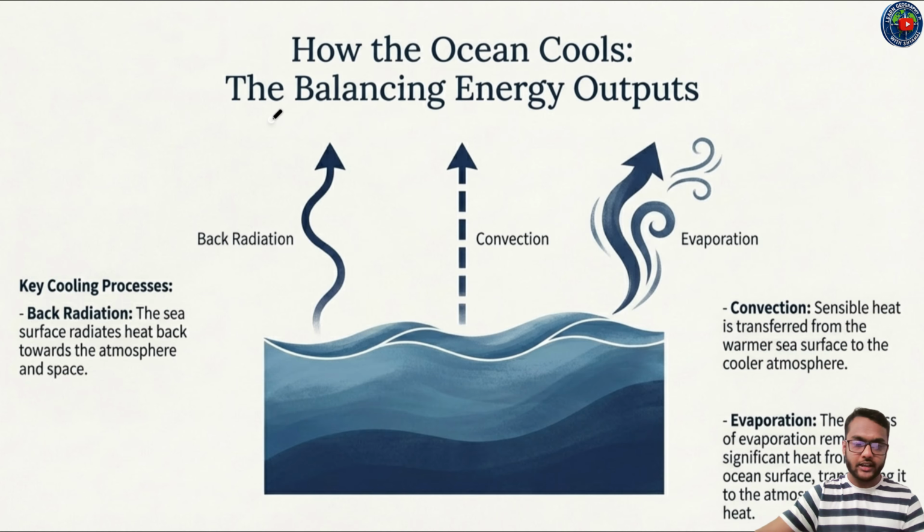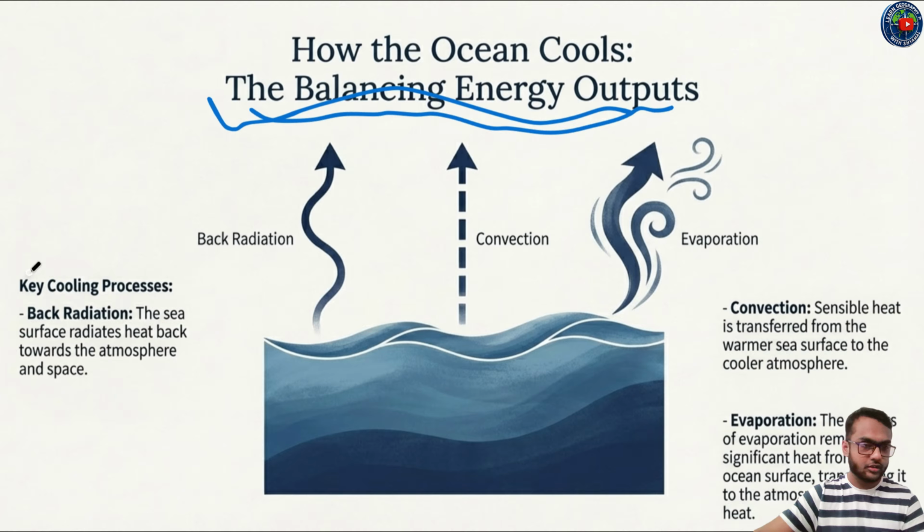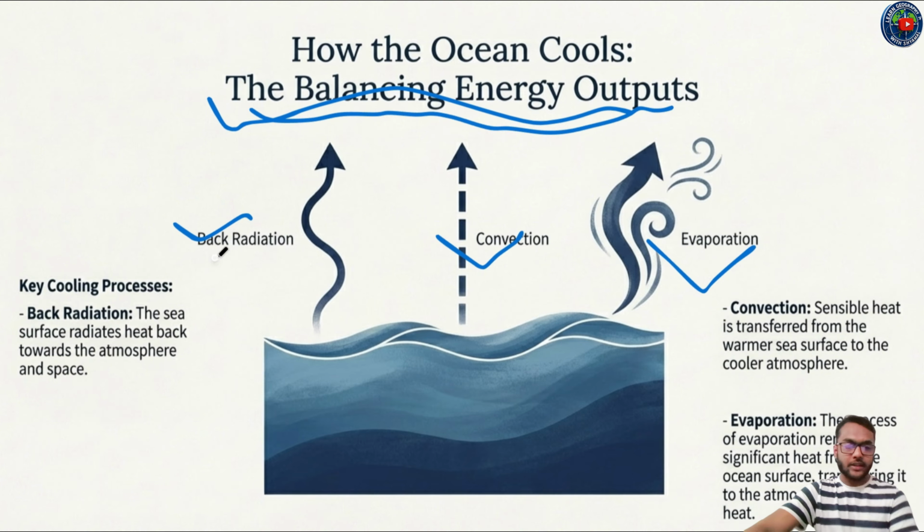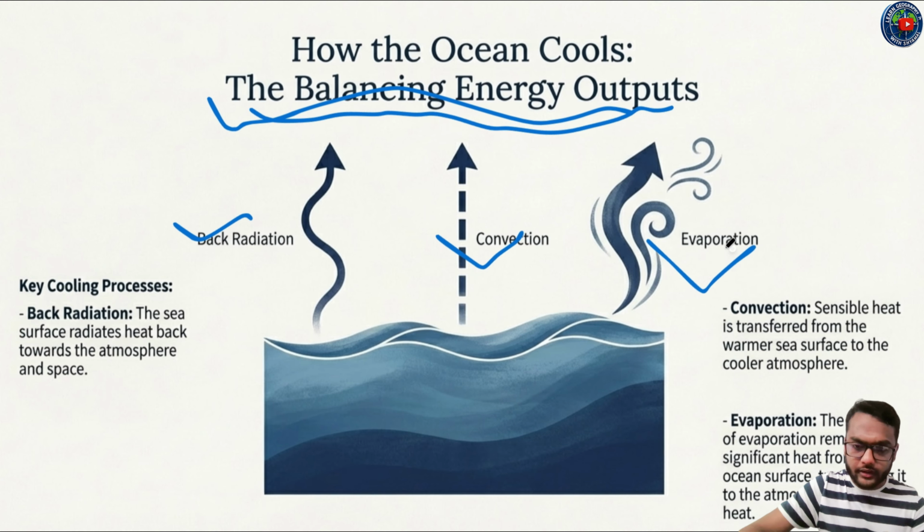Now, how does the ocean cool? After gaining heat, how does the ocean lose its temperature? The balancing energy outputs: back radiation, convection, and evaporation. There are three processes of losing the ocean's heat: back radiation, then convection, then evaporation.